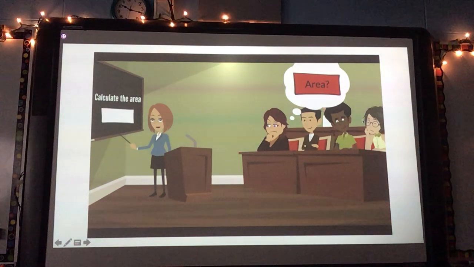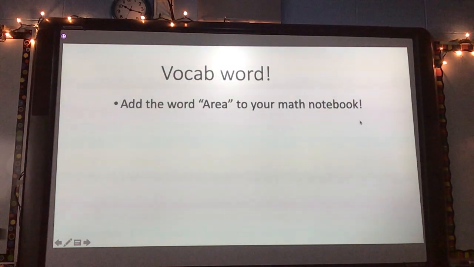What does that mean? So vocab word in your math notebook, area. I want you to use your iPads and look it up. What does that mean? How do you find it? What's the formula? We use that word formula in math.